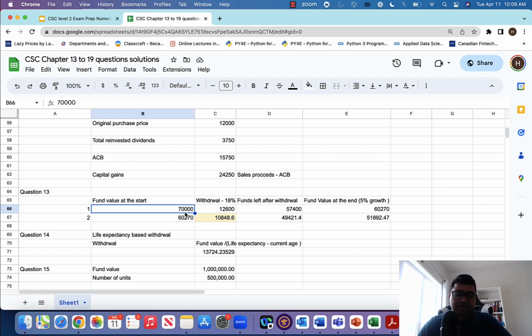So you start the fund at $70,000. You make 18% withdrawal on that. So withdrawals are $70,000 into 18%. So that is $12,600. So how much funds are left?